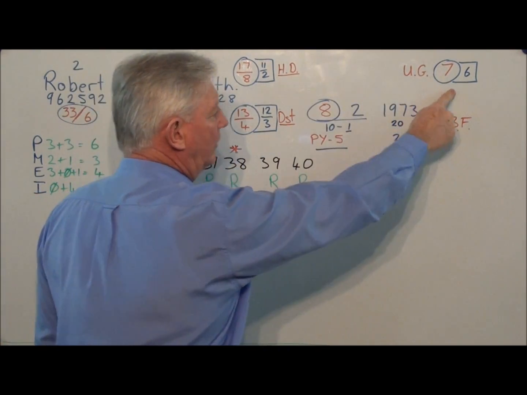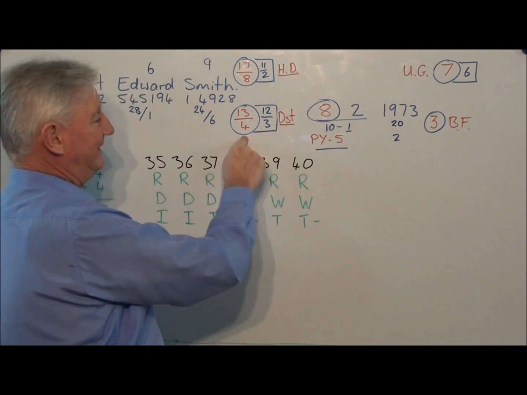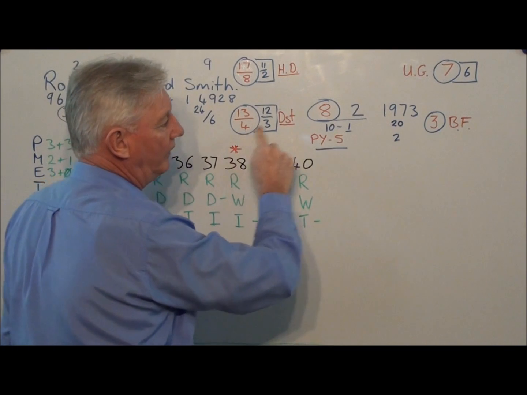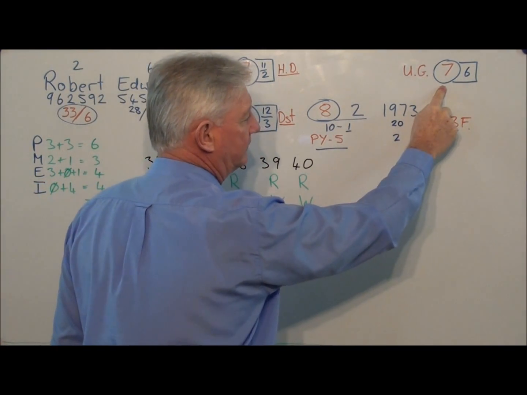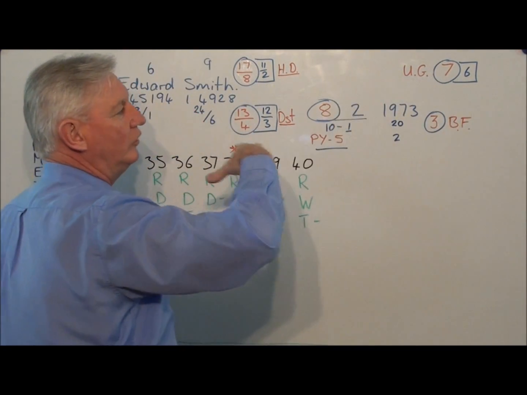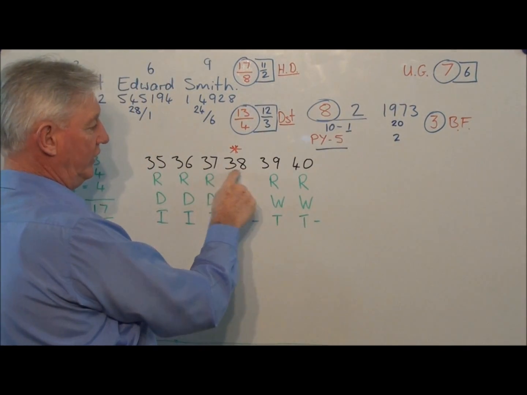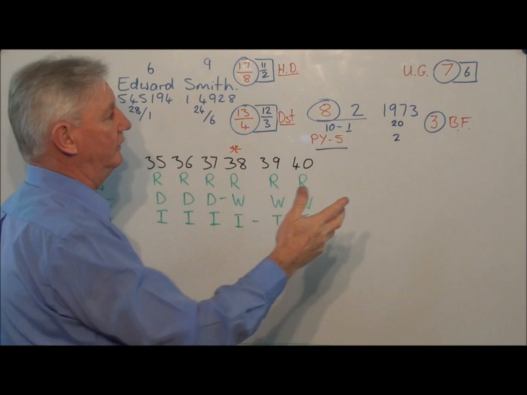The ultimate goal, which comes from the destiny, which is his whole name number, 13-4 here. This 4 adds to that 3 to get that 7. The ultimate goal is where he's going to in life when he gets a lot older. And as you'll see in a moment, he's in his 38th year, so he's not that old yet.